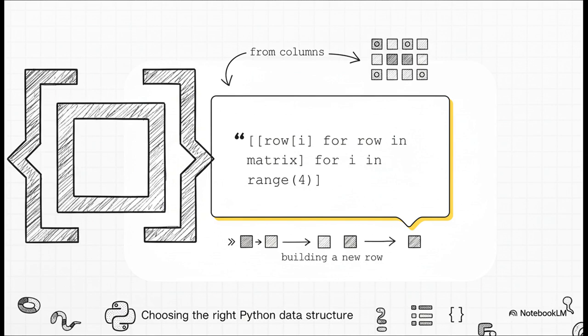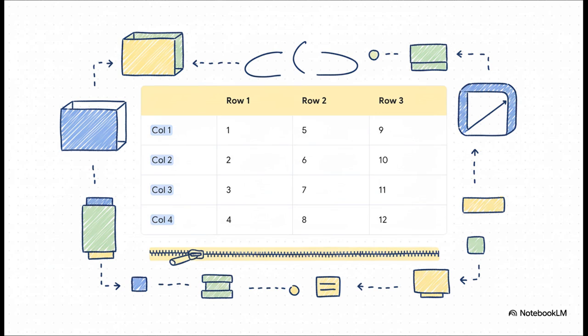The outer loop is going through the column numbers, and the inner loop is building a brand new row by picking the element from that column in each of the original rows. It's the same logic we've been learning, just nested. And there's our result, a perfectly transposed 4x3 matrix. Understanding this nested comprehension is really key to mastering how these tools work. And hey, here's a little pro tip. In the real world, you could even do this with the zip function. But knowing the logic behind it is what truly matters.